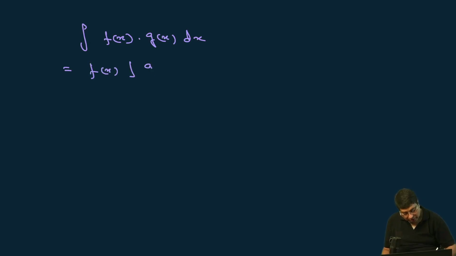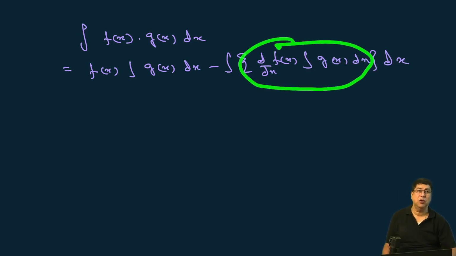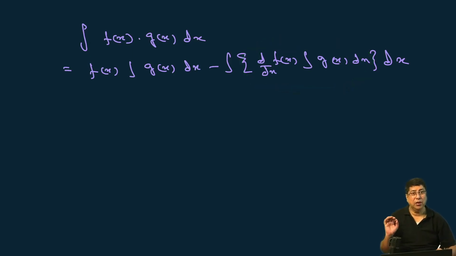So we'll write like this: f(x) times the integration of g(x) dx, minus the integration of the derivative of f(x), that is d/dx of f(x), times the integration of the second function, and on total another integration. This is the rule of integration by parts. Okay, so I am just explaining it to you in an easy way.